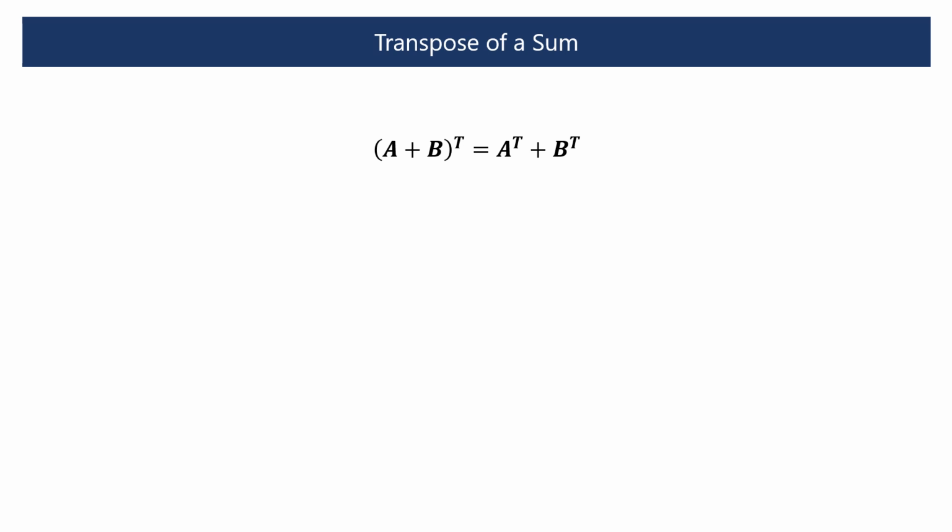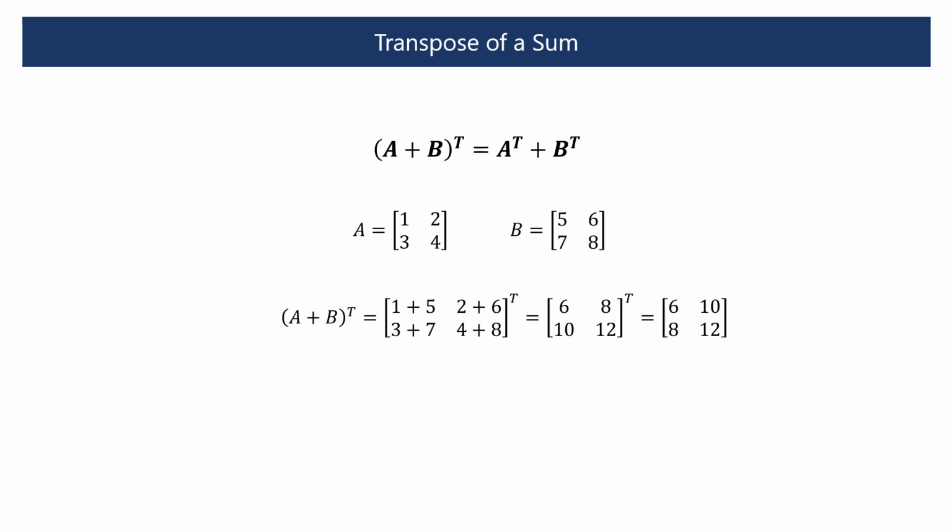Let's go on to the next property. The transpose of the sum of two matrices is equal to the sum of their transposes. This property holds for any matrices A and B of the same dimensions. As an example, let's consider these matrices A and B. The transpose of A plus B is this matrix. And the transpose of A plus the transpose of B is this matrix. As we can see, the transpose of the sum of the two matrices is equal to the sum of their transposes.